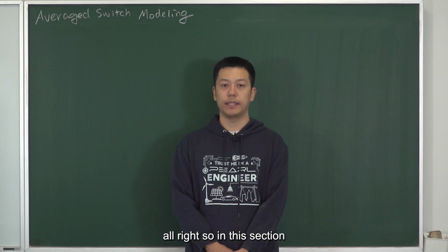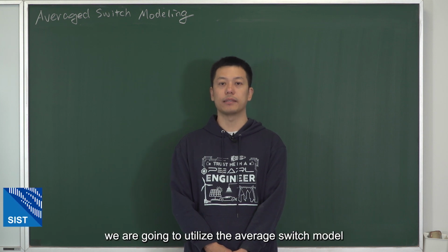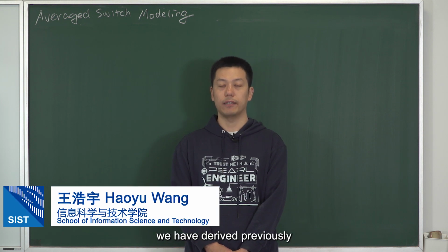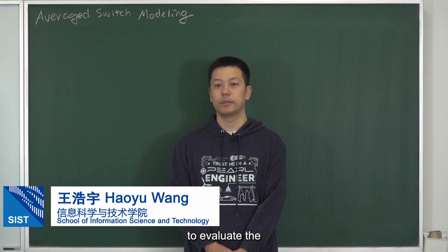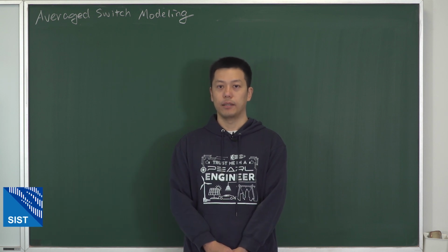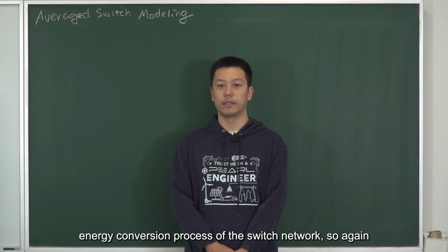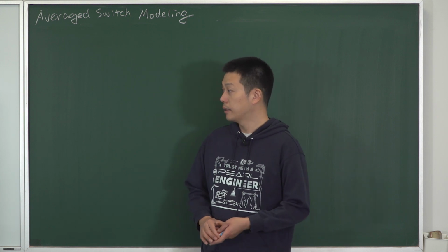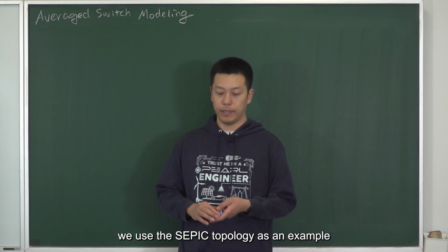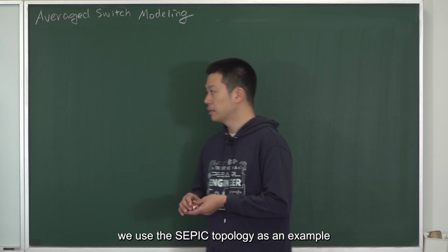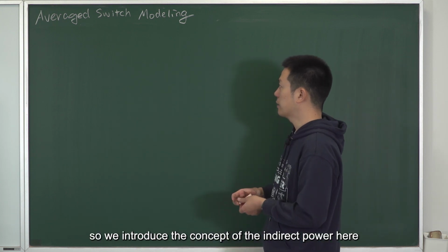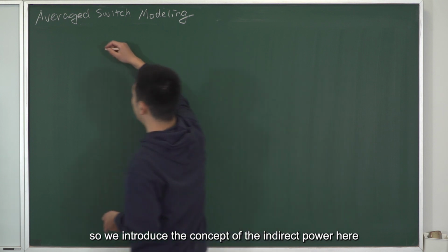All right, so in this section, we are going to utilize the average switch model we have derived previously to evaluate the energy conversion process of the switch network. So again, we use the SEPIC topology as an example. So we introduce the concept of the indirect power here.